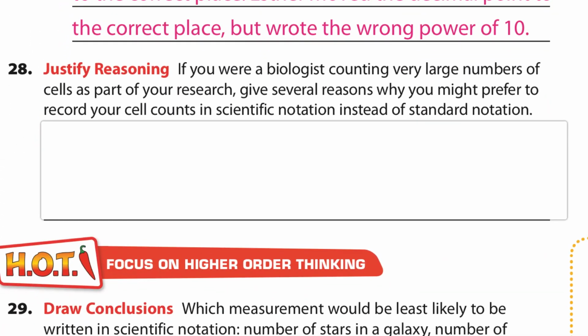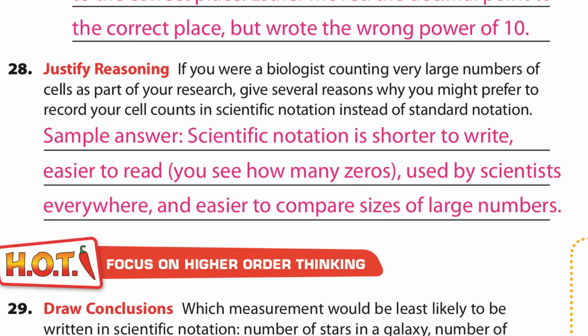Okay, justify your reasoning. If you're a biologist counting very large numbers of cells as part of your research, give several reasons why you might prefer to record your cell counts in scientific notation. Well, the numbers are just going to be so large, I would imagine. And it's easier to read, and used by scientists everywhere, and it's easier to compare sizes of large numbers. Yeah, great.